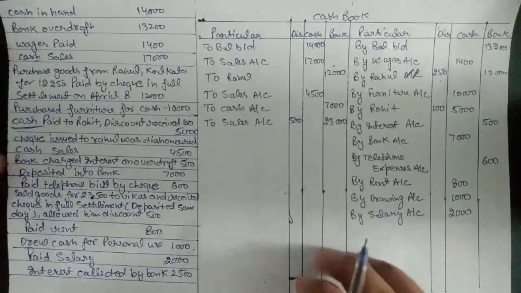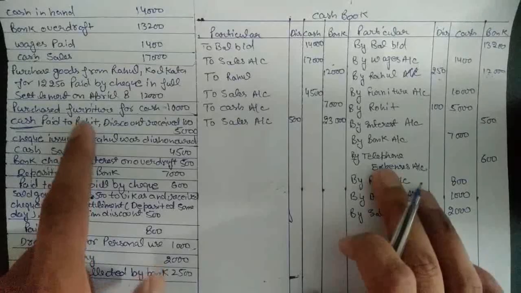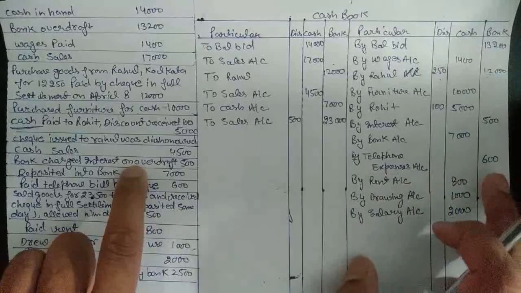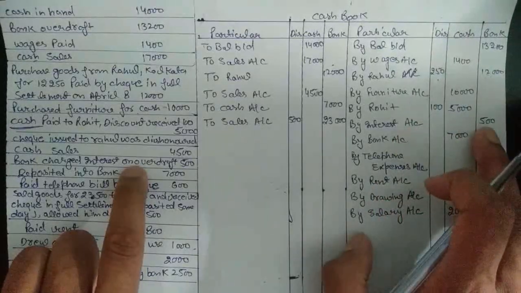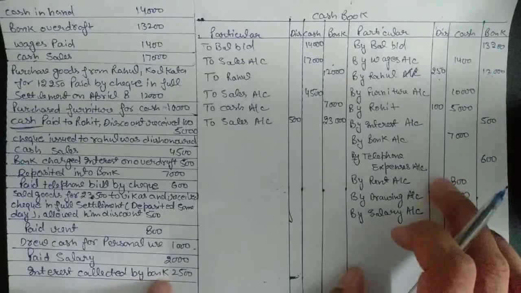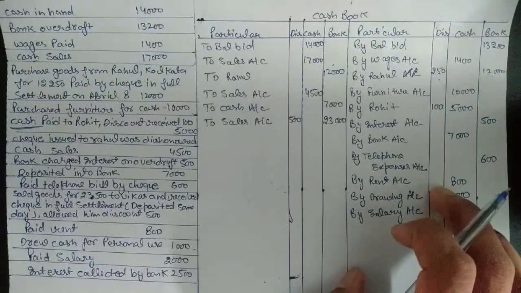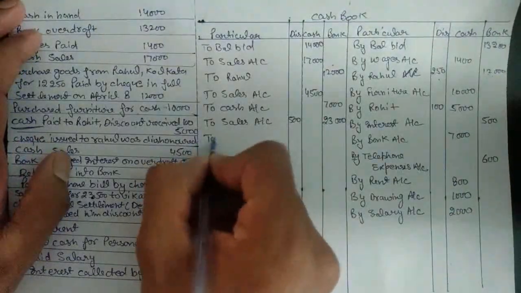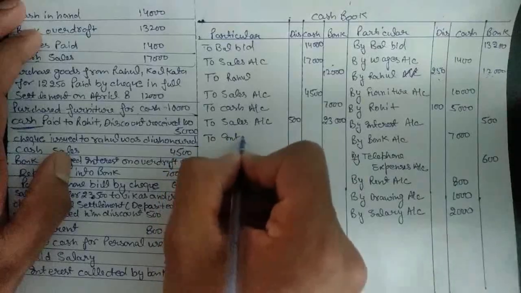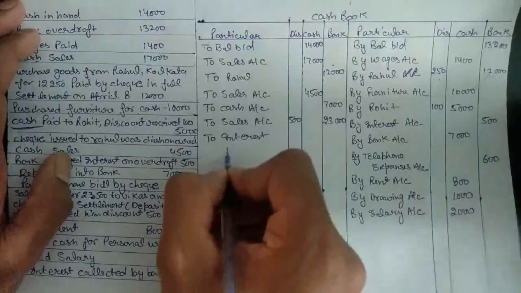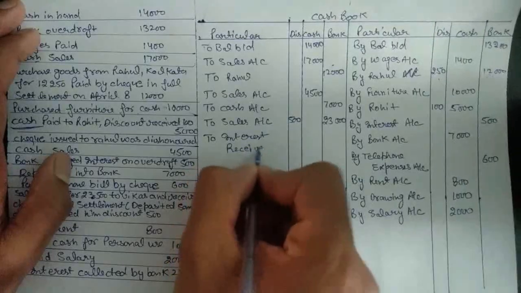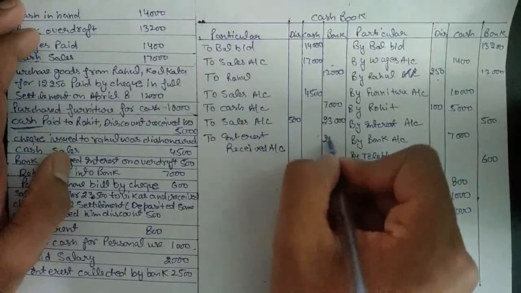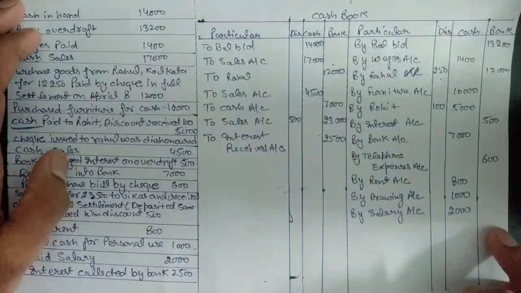Till now, for the first time we have an entry of bank charge interest, so we deducted that amount from the bank account, that is this one, bank interest. Now bank collected interest means the bank is paying interest to us, it means we are receiving interest from the bank, so we will put it in the name of interest received account, that is 2500. So bank directly credited that amount into our account.